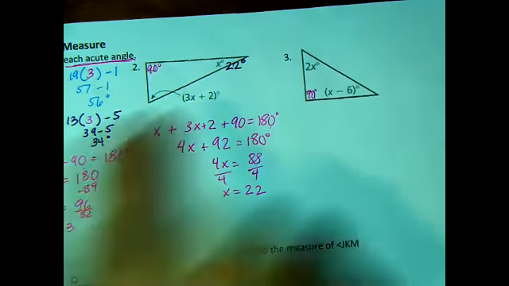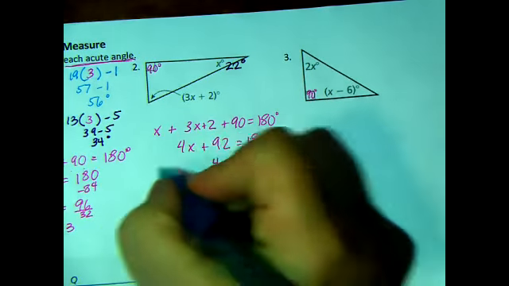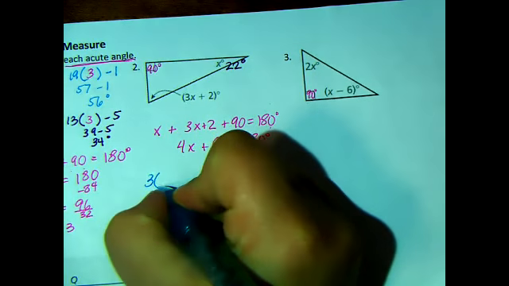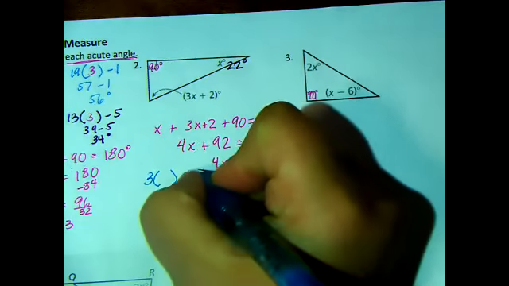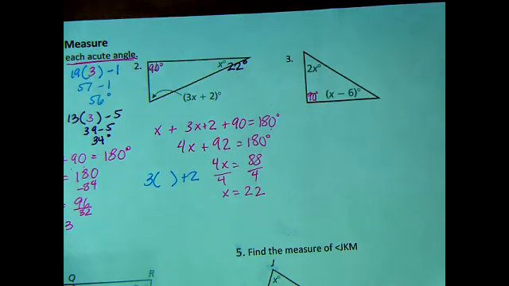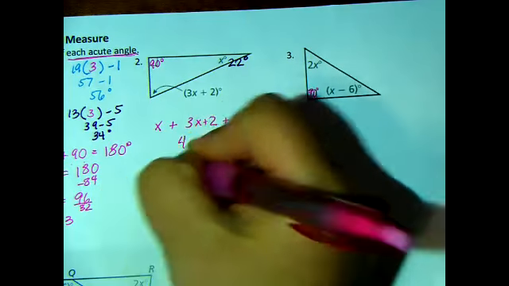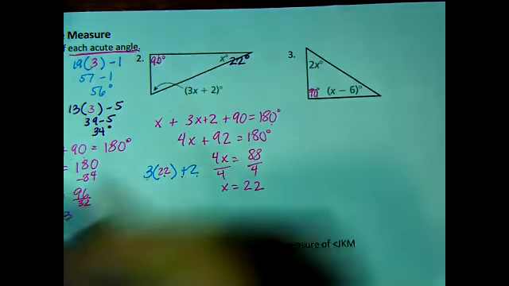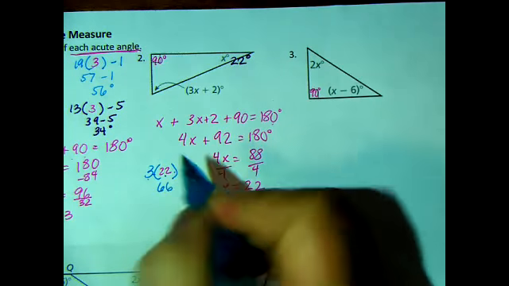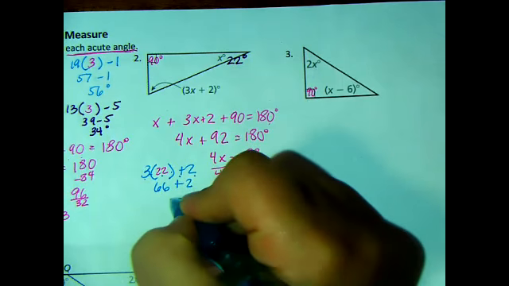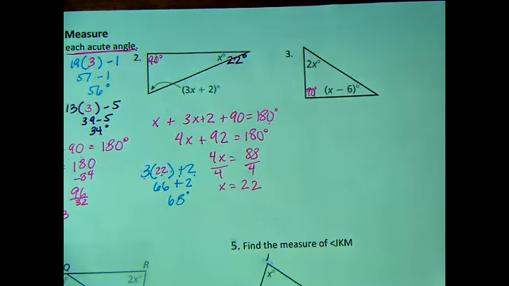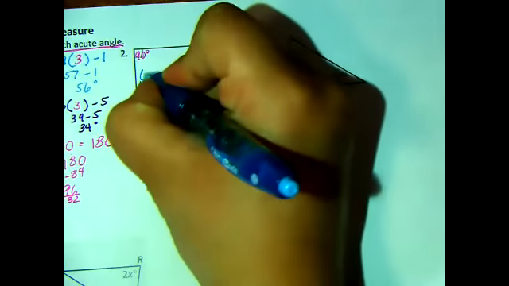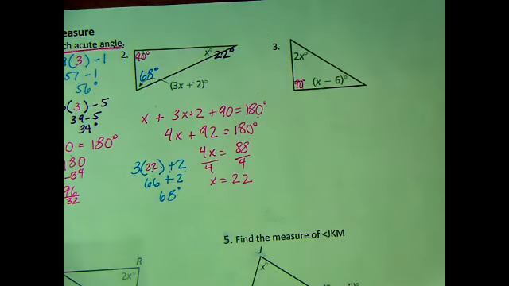And then this angle here, we actually do need to plug in for. So I have 3 times my X plus 2. My X is 22, so I'm going to plug that in here. So 3 times 22 plus 2. 3 times 22 is 66, plus 2 is 68 degrees. So this angle right here is 68 degrees.